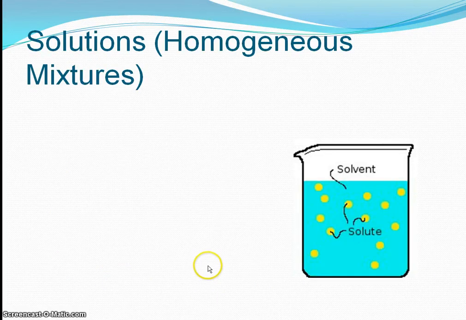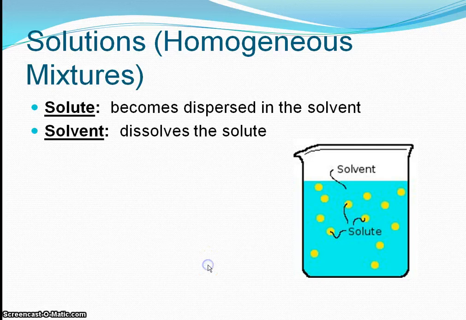And if we're talking about homogeneous mixtures, there's 2 different words that you need to be familiar with. And they sound similar, so you need to be able to get these into your vocabulary. Solute is the thing that gets dissolved. So if you make sweet tea, the sugar is the solute. Solvent is the thing that does the dissolving. So the tea would be the solvent.